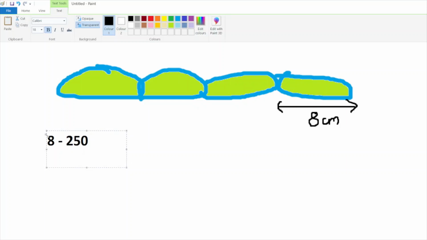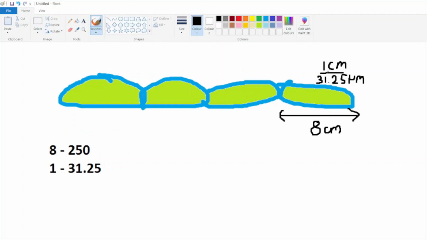So if we want to make a key, we'd say that 1 centimeter is, and you treat it like a ratio again, so 8 divided by 8 is 1, 250 divided by 8 is 31.25. So you can draw a little key there stating that 1 centimeter on your paper represents 31.25 micrometers.